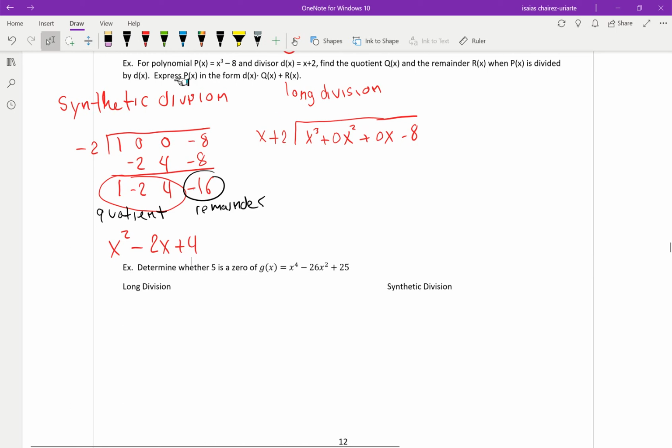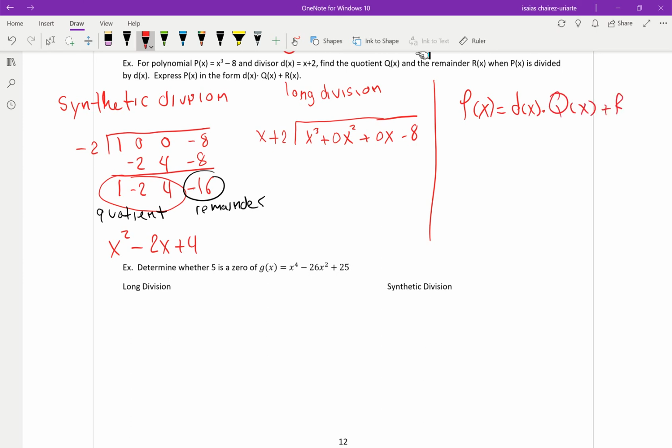And right now, this last part, I'm supposed to express p of x in the form divisor times quotient plus remainder. All right, so let me do that over here. So we have that p of x is supposed to be equal to my divisor times some quotient plus some remainder. Okay, well, in our particular case, that means the following: x cubed minus 8 equals my divisor, x plus 2, times the quotient. The quotient is x squared minus 2x plus 4.